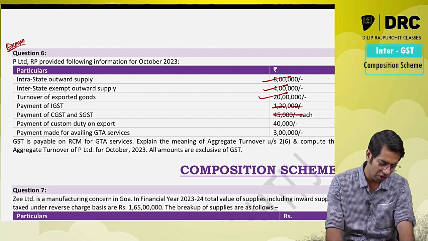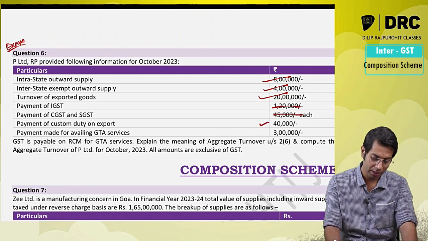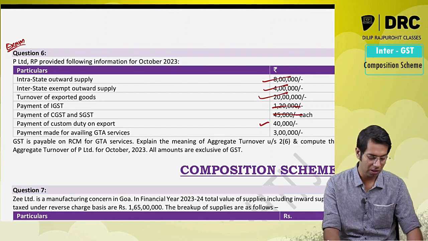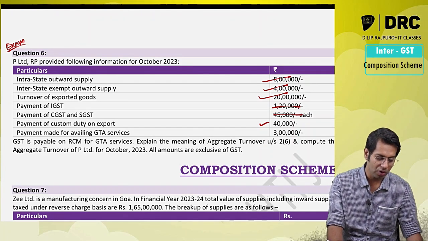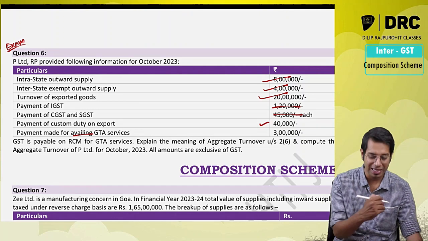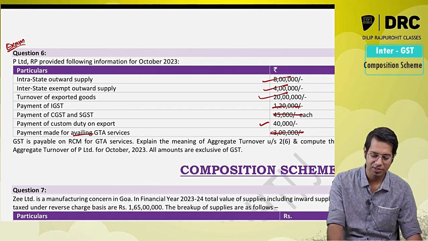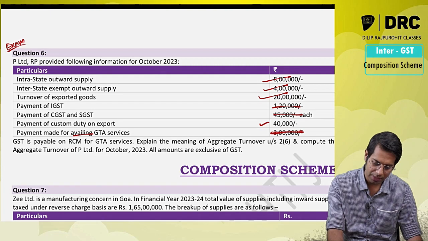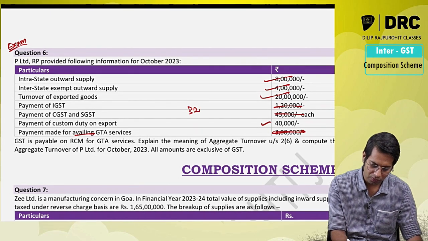Tax under GST law will not be included. CGST, SGST will not be included. Then payment of customs duty, yes, tax under other laws will be included. And payment made for availing GTA services, which I have taken, will not be included. So what is the aggregate turnover? So it is 28 plus 4, 32, plus 40,000, 32 lakhs 40,000.